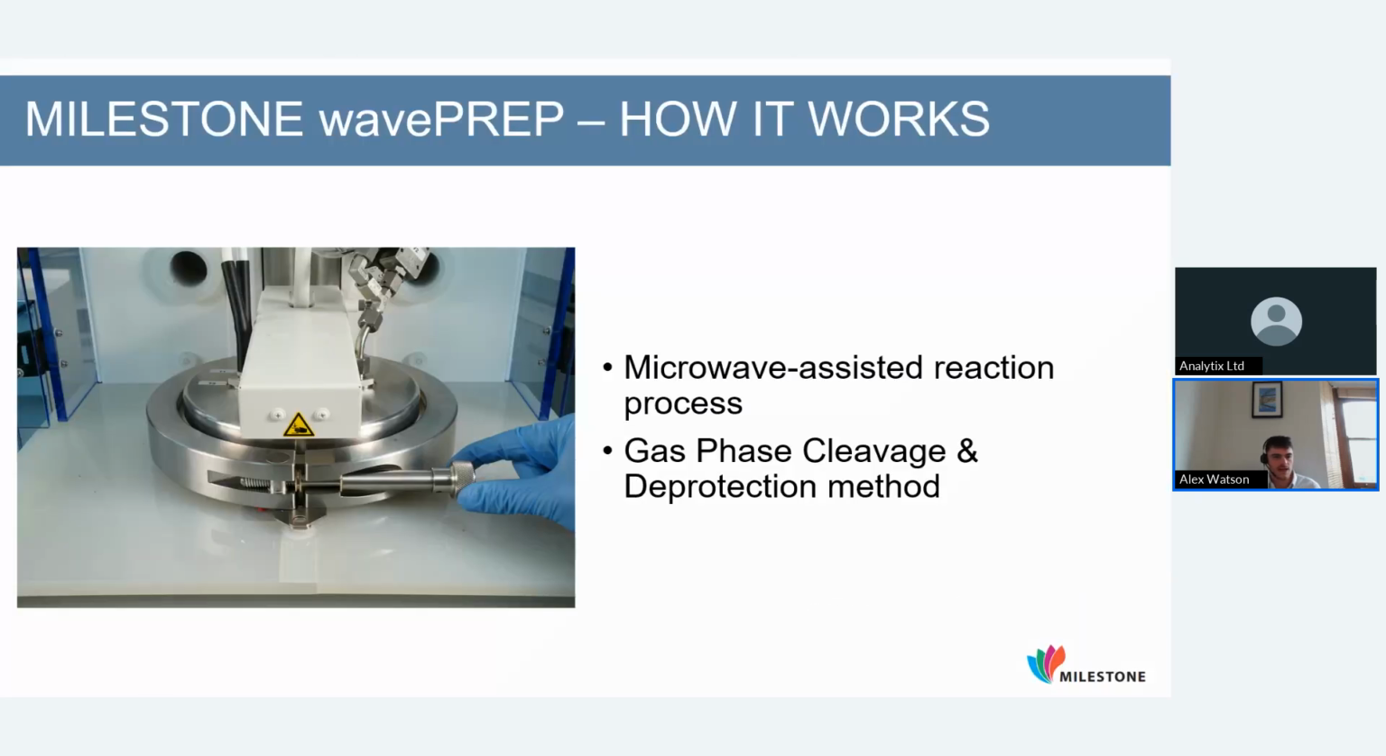So let's dig a little bit deeper into the individual concepts of the system, and there's two main ones. So firstly, as the market leaders in microwave technology, wave prep harnesses microwave power to really efficiently and precisely control temperature, and that's really critical for dealing with oligos. We're then using microwave power to perform gas phase cleavage and deprotection, rather than physically immersing our oligos in reagents.